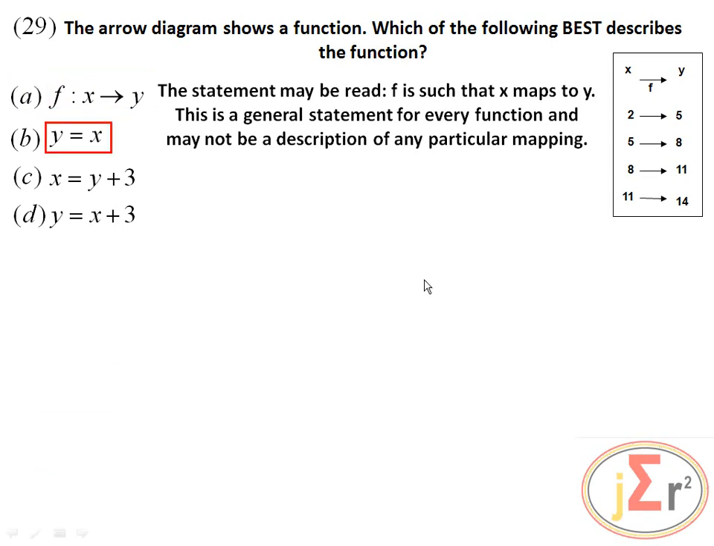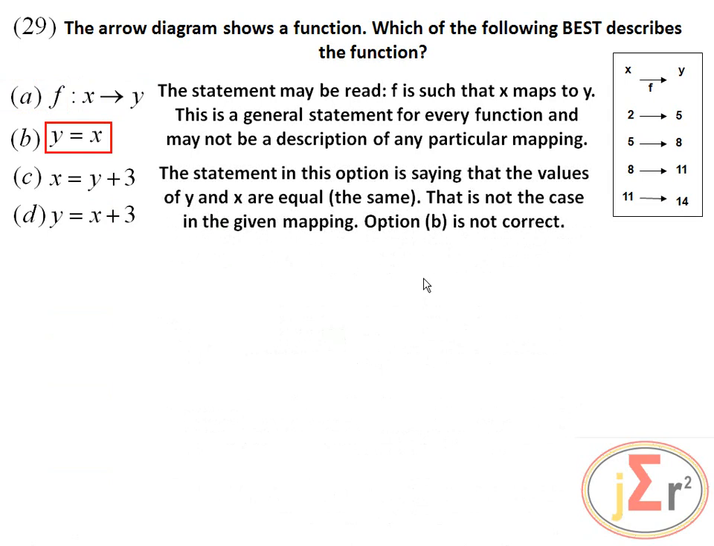What about y is equal to x? The statement in this option is saying that the values of y and x are equal. They are the same. That is not the case in the given mapping. Option B is not correct because we have 2 and we have 5. They are not the same. 5, we have 8. They are not the same. But we are saying that the mapping is saying that y is equal to x. They are not equal. Option B is not correct.